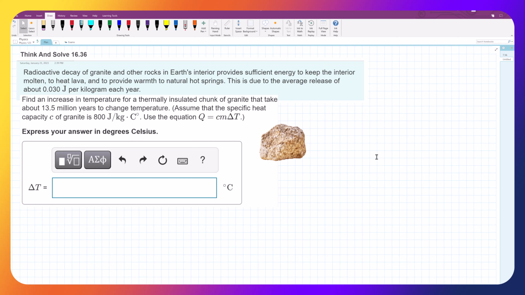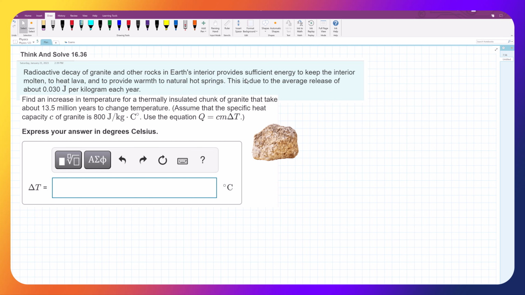Okay, everyone, this is homework problem number 7, which is Think and Solve 16.36. Here is a block of granite. The problem basically says deep in the earth, granite and other rocks are radioactive. This radioactivity produces heat. The heat that's produced does stuff like keeps the interior of the earth molten, heats up lava, and provides warmth to natural hot springs.